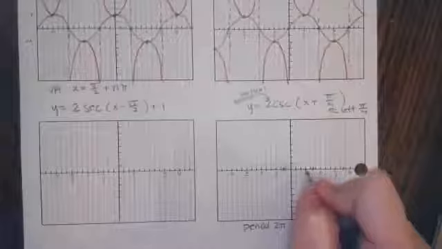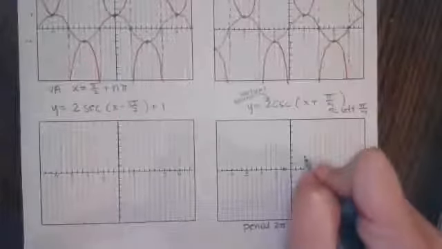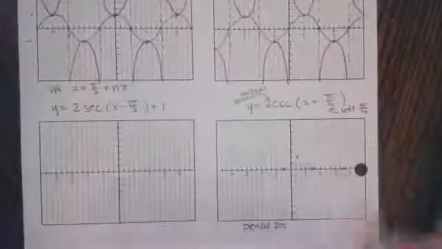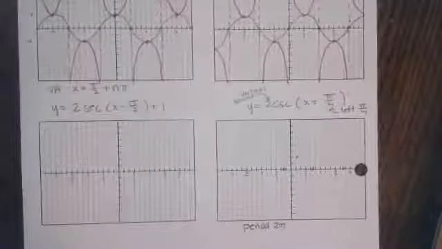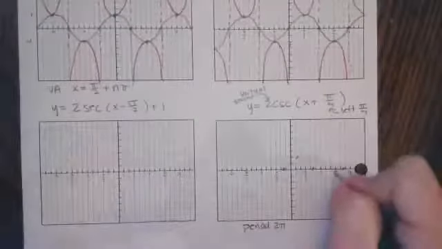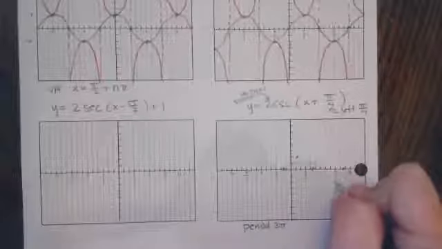At pi over 2, we would be up here at positive 1. But again, we need to move that to the left pi over 4. And then right here, we would be at negative 1. We're going to move that.